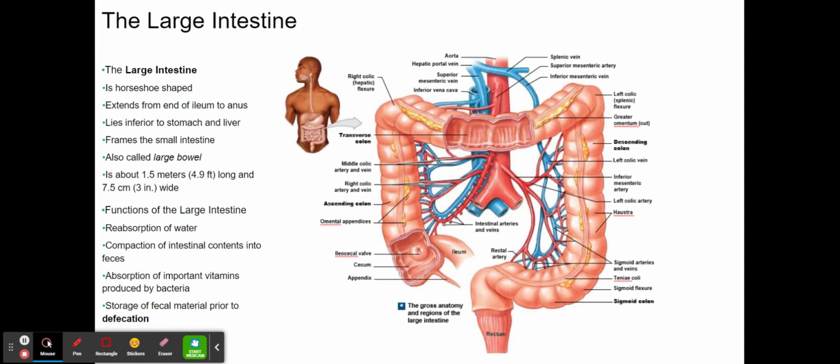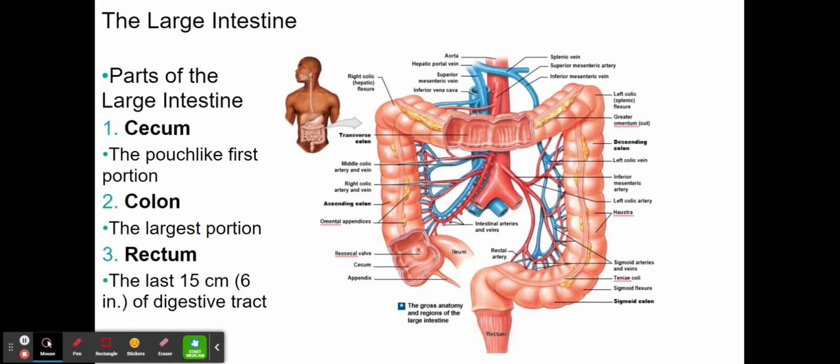The horseshoe-shaped large intestine begins at the end of the ileum and ends at the anus. The large intestine lies inferior to the stomach and the liver and almost completely frames the small intestine. The large intestine stores digestive waste and reabsorbs water. Resident bacteria in the large intestine are an important source of vitamins, especially vitamin K, biotin, and vitamin B5.